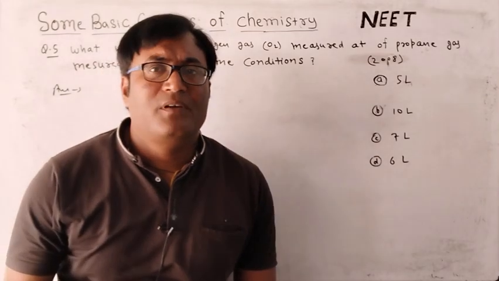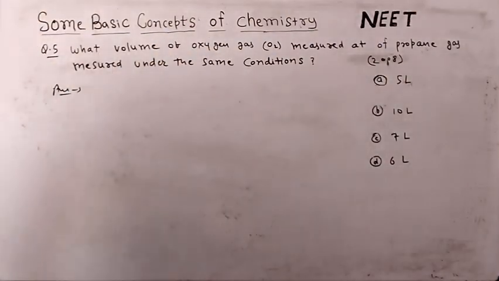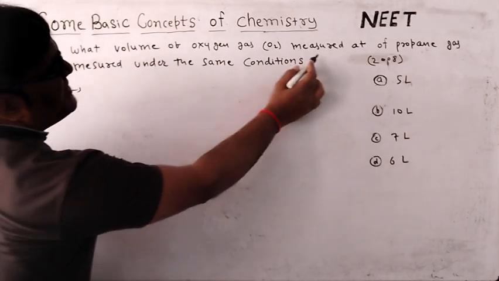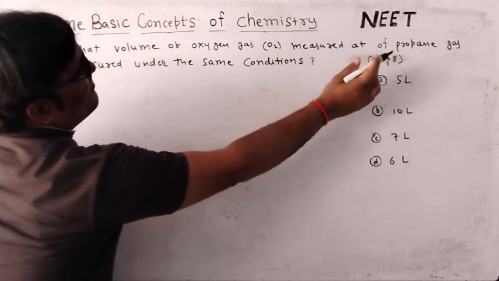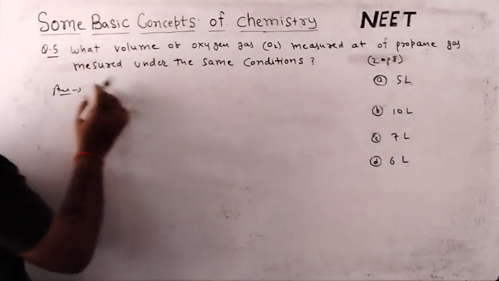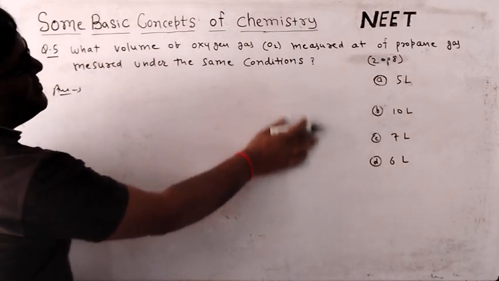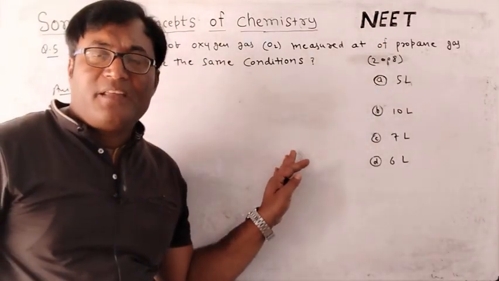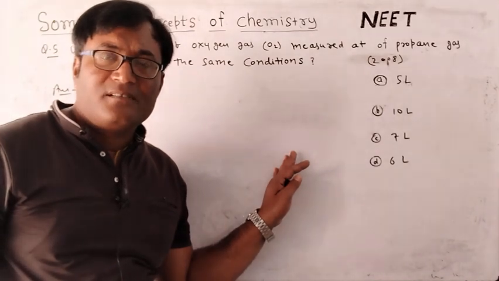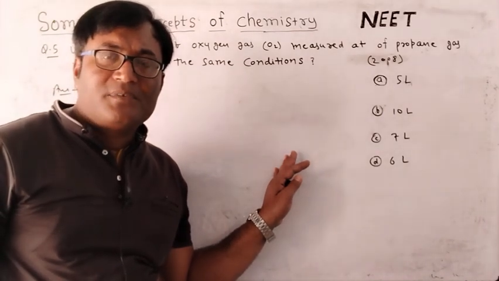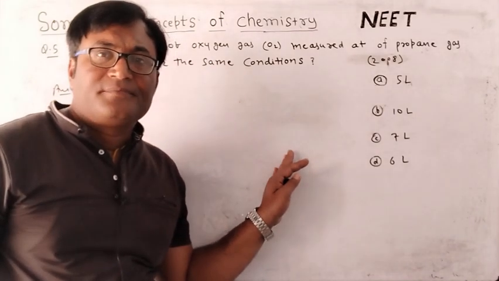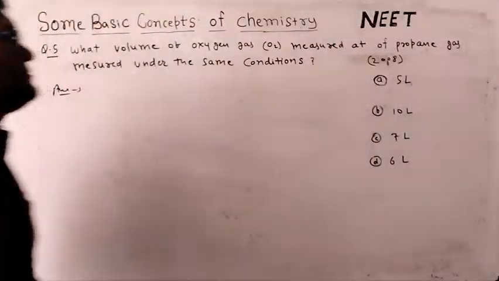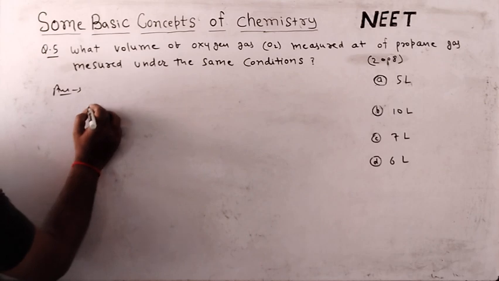Now I am going to solve question number 5. According to question number 5, what volume of oxygen gas, measured under the same conditions, is required for complete combustion of one volume of propane gas? Options are given. According to this question, whenever propane gas reacts with oxygen under complete combustion, what volume of O2 is required?